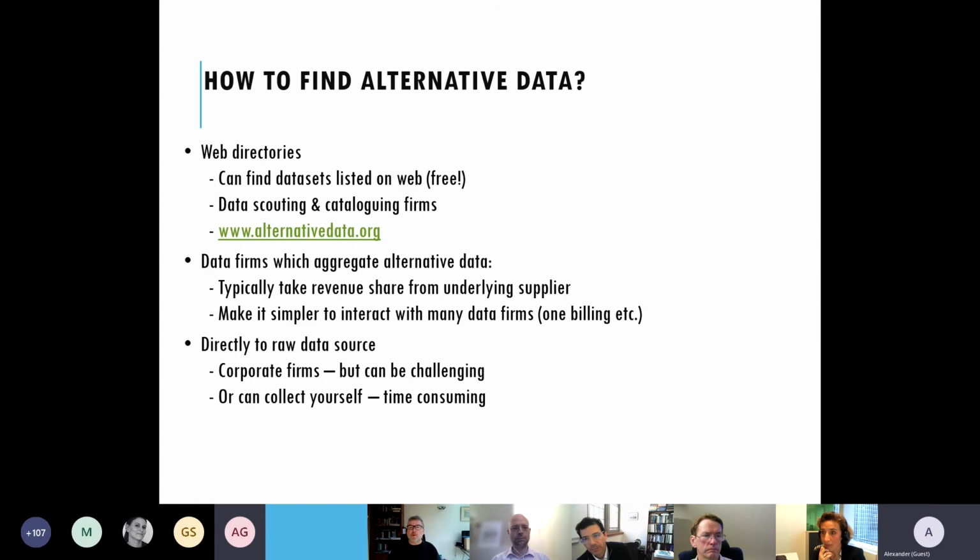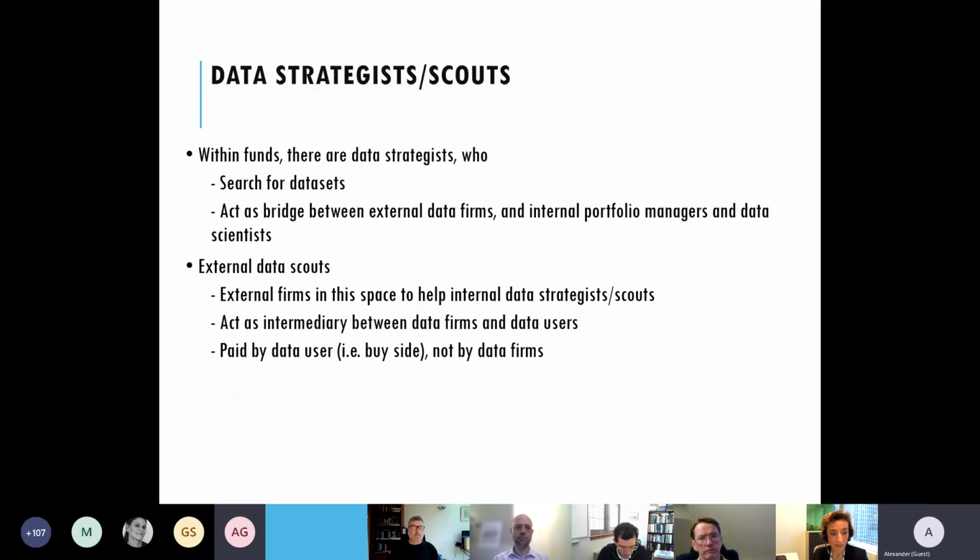I tried this in the past with corporate firms, but as I mentioned at the beginning, they are just awakening to alternative data monetization in the financial services space. So it can be challenging to approach a firm from scratch and ask for data. Yes, again, data strategists and scouts, a very hot profession as of today.